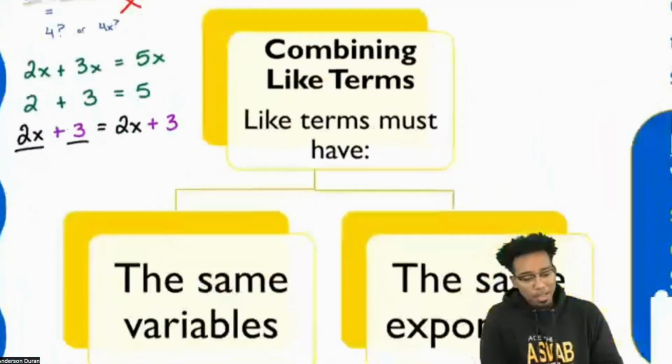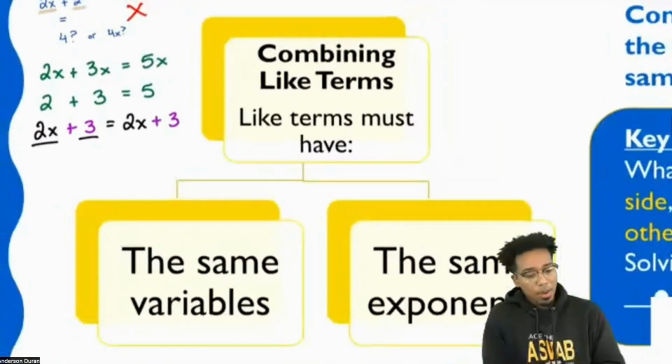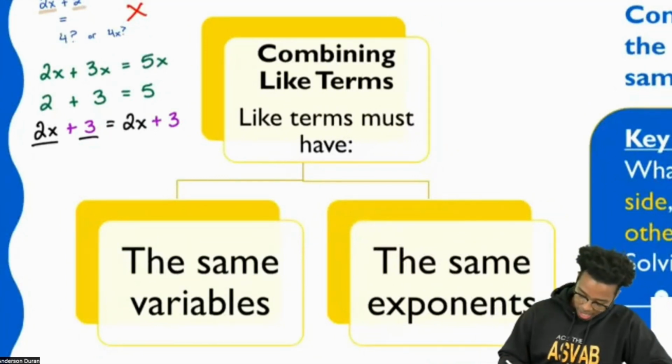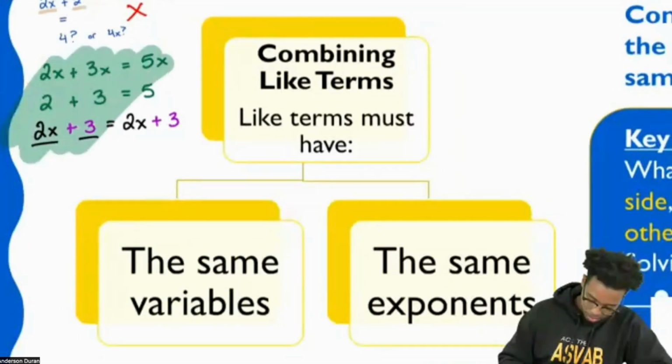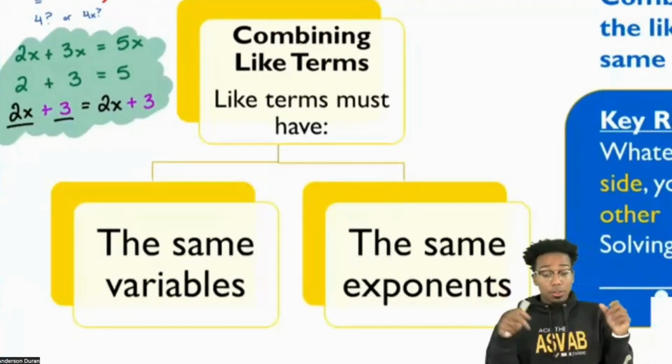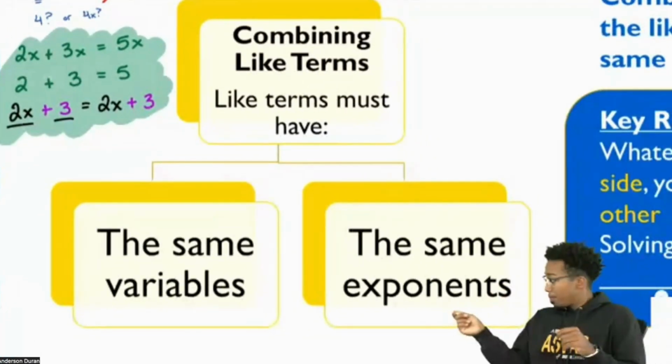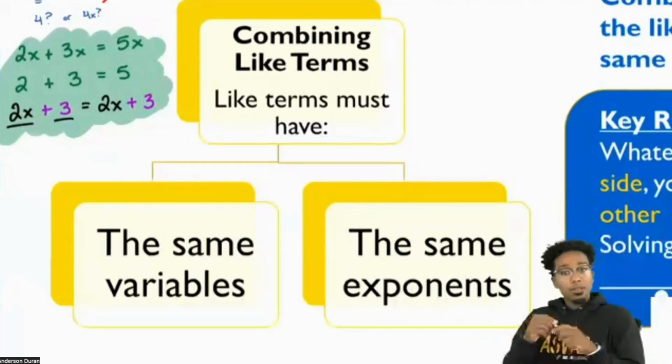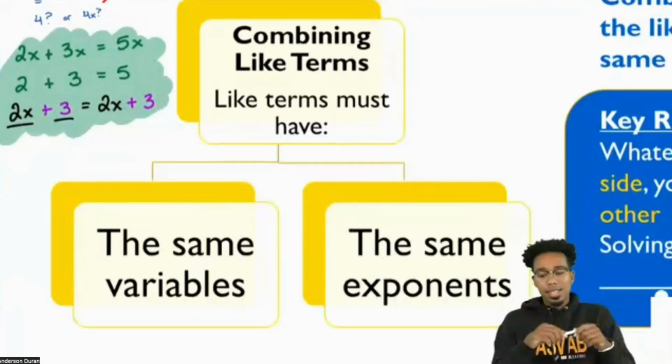So let's talk about combining like terms. Here's your example on the side. For them to be like terms, you have to have the same variable and the same exponent. Same variables and same exponents.